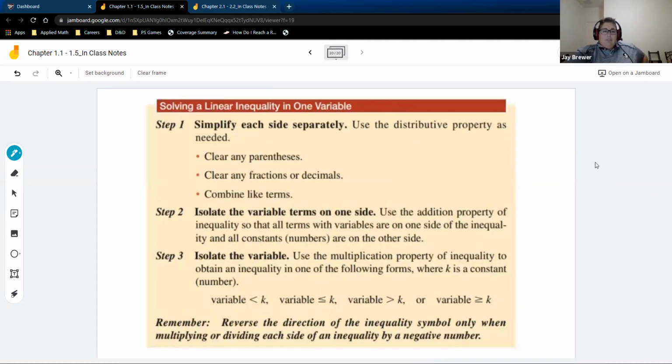And then this just goes over the steps for solving a linear inequality. You want to clear away parentheses, clear fractions and decimals, combine like terms. And then I highly recommend that you get the variable on the left-hand side. And remember that you want to reverse the direction of the inequality symbol only when you multiply or divide each side of the inequality by a negative number. Okay.